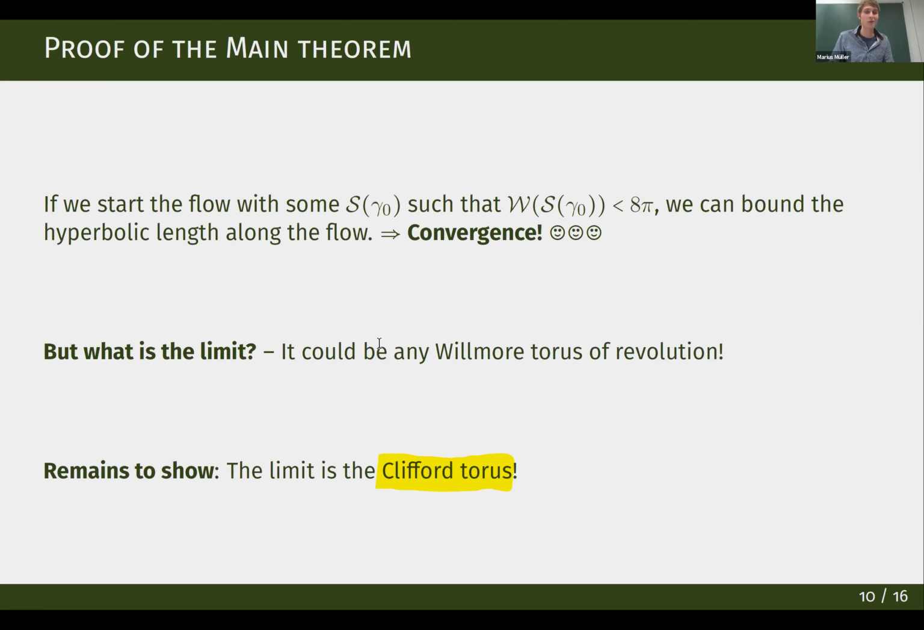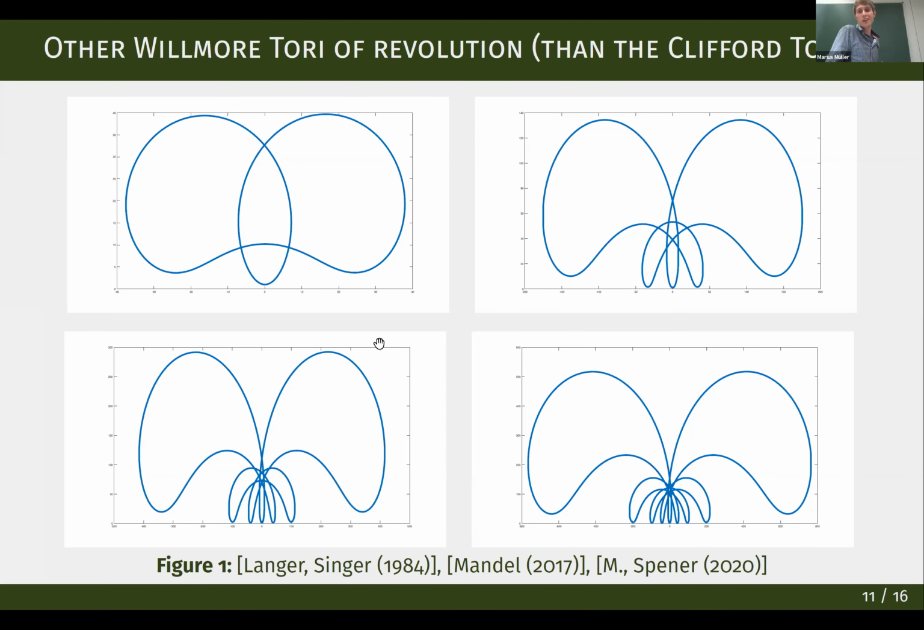First of all, one could, of course, ask, are there other Willmore tori of revolution? And the answer is yes. Here they are, or just a couple of them. There are infinitely many Willmore tori of revolution, actually. So those are their profile curves. They look pretty, so this is how they look in the hyperbolic half plane.